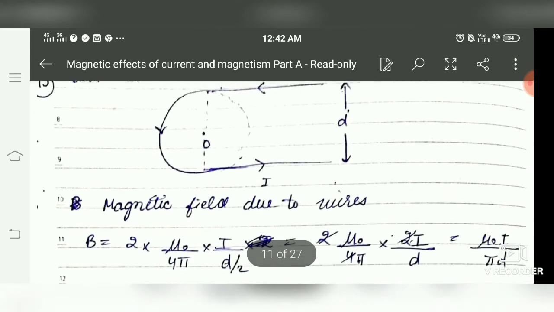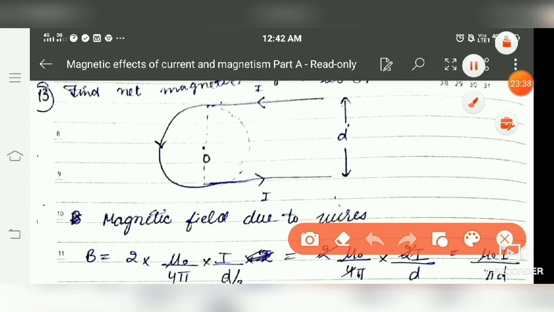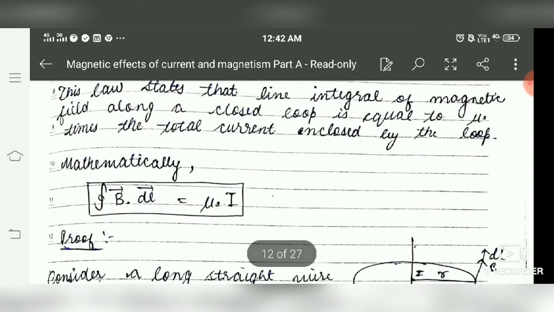And to calculate the direction, you just have to curl your fingers. For right hand curl, it is anti-clockwise, so magnetic field is in outward direction, because current is in anti-clockwise. Anti-clockwise means like this, this is north. And we know field starts from north and goes to south, so field is coming out of the paper and moving again to the other end, from north to south.